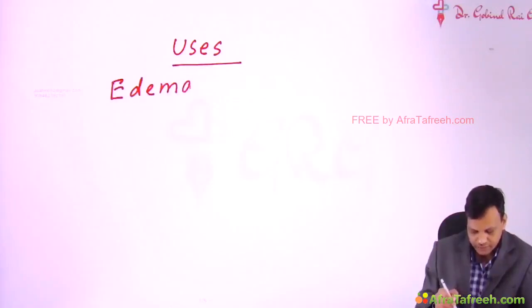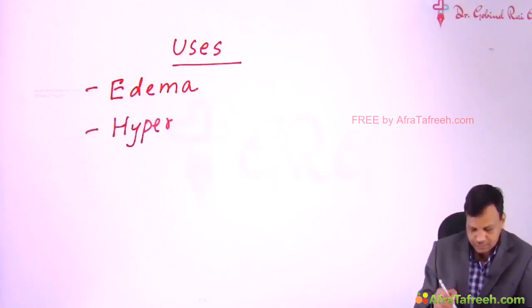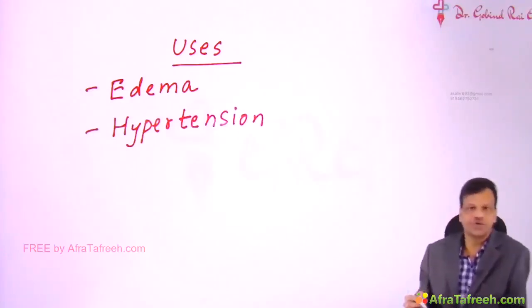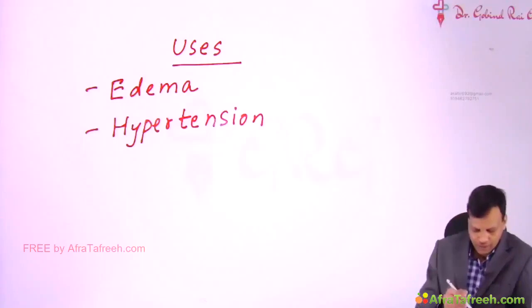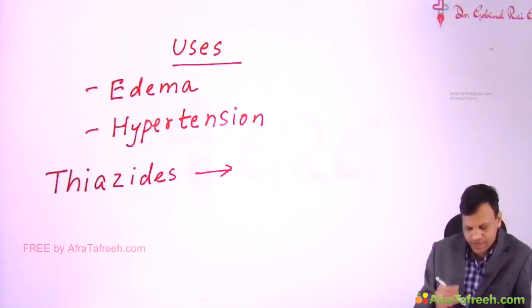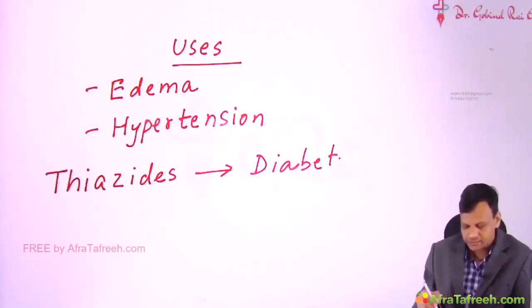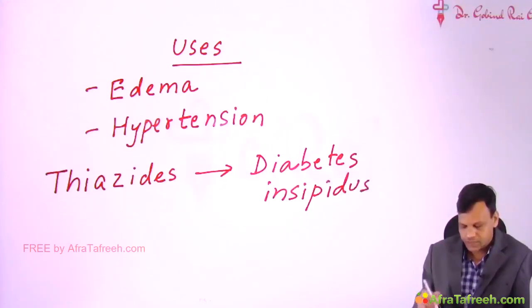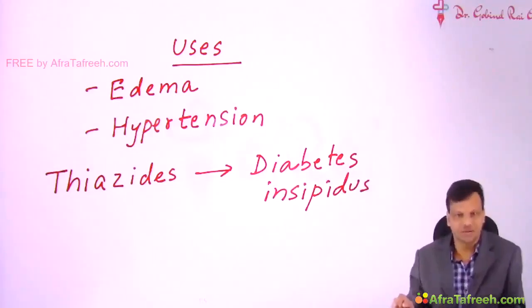Main uses: in cases of edema, both the diuretics can be used. Another important use of these drugs is hypertension. Thiazides, we discussed in the cardiovascular system, are the drug of choice for hypertension. Now one very important use of thiazides, which is again a paradoxical use: thiazides are used for diabetes insipidus.